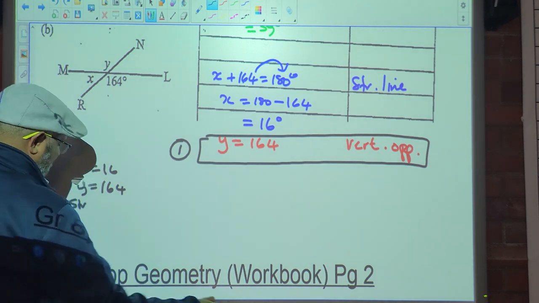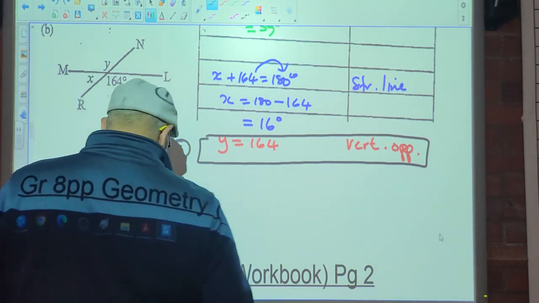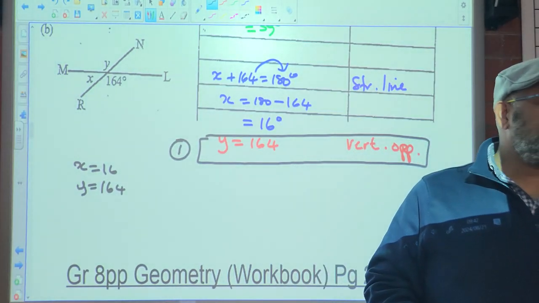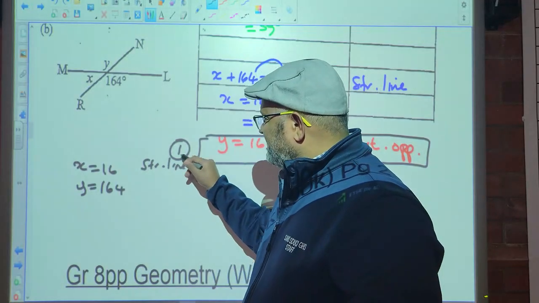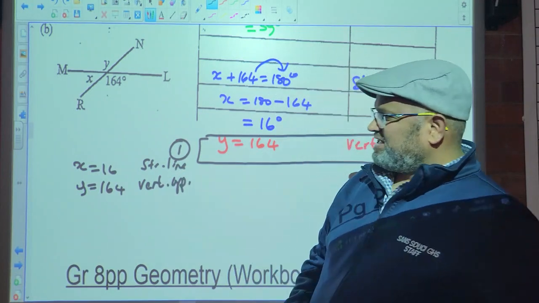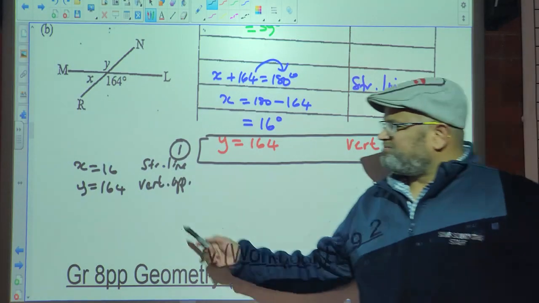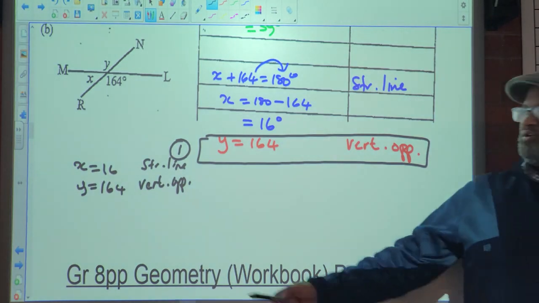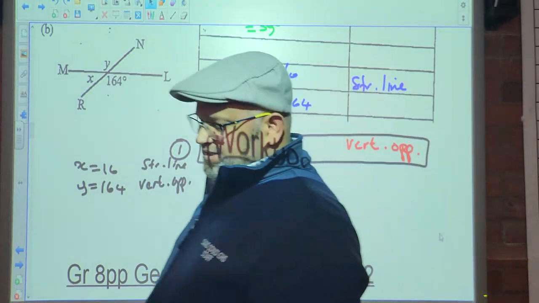No, you will lose them all. So now I must choose where I must put the reason. No, Michael. You must put the reason at the right place. That's geometry for you. You must say here, how did you get this? Straight line. How did you get that? Vertically opposite. That's the least you can write for full marks. But if you're going to put both reasons at the bottom and I must choose one, no. You will only get your statement marks. That's it. Okay. Anything else?